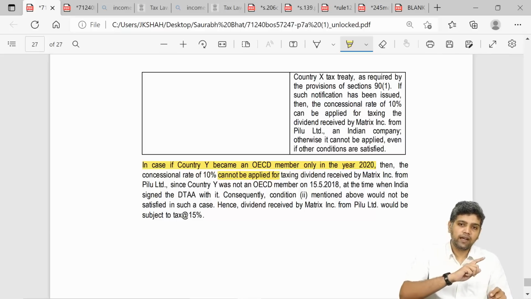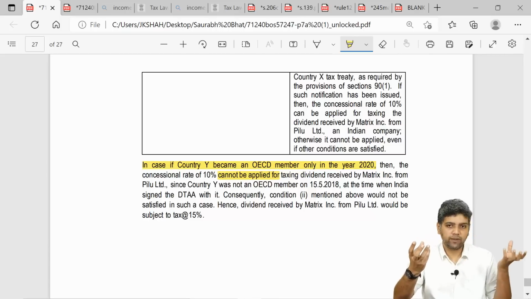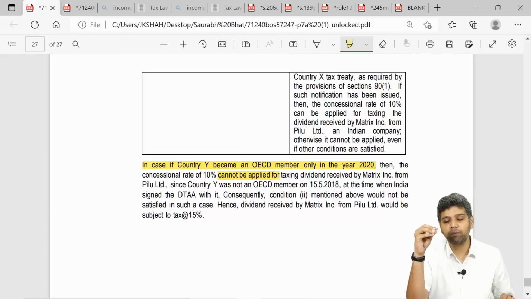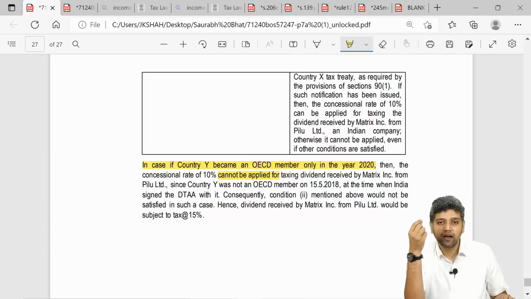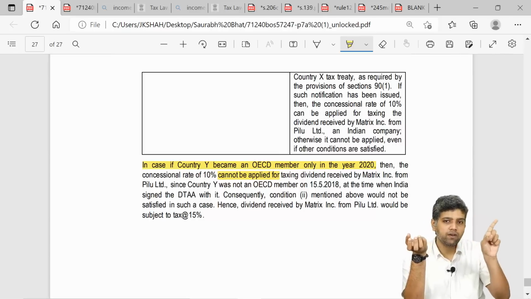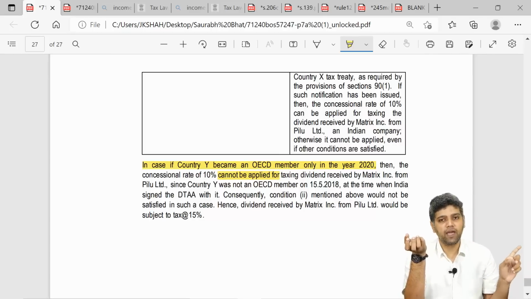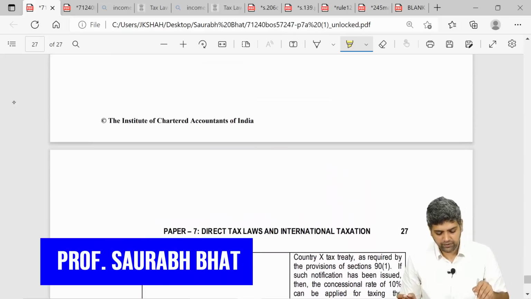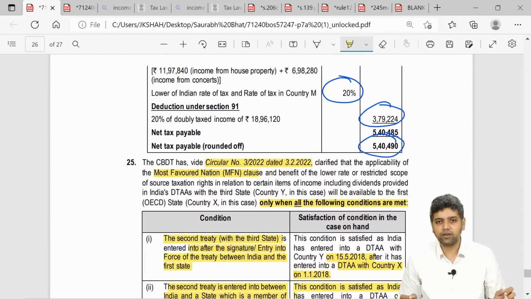One is when you are entering into a treaty which is subsequent to a treaty with MFN country, in that subsequent treaty, whoever is the country should be a member when the treaty is signed. They should be a member of OECD. And second, the government gives a separate notification to the effect that such subsequent treaties provisions or the more beneficial provisions would be now incorporated in the first country's treaty by way of MFN clause. Don't forget these 2 points because they are recently added by CBDT Wide Circular number 3 of 2022.